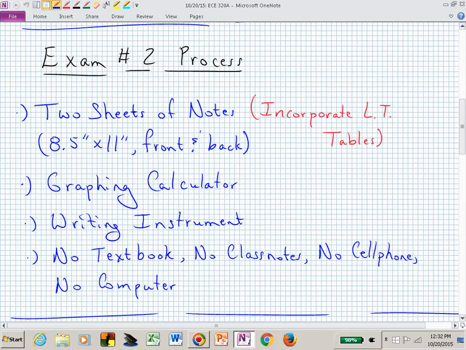If I give you a table, you're going, I've never seen it that way before. It confused me. I don't want to confuse you on the exam, not with a table. Yes?